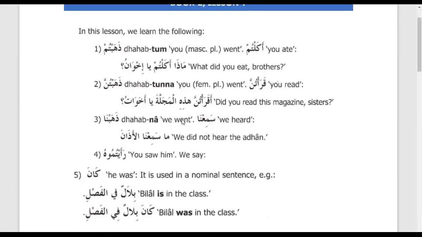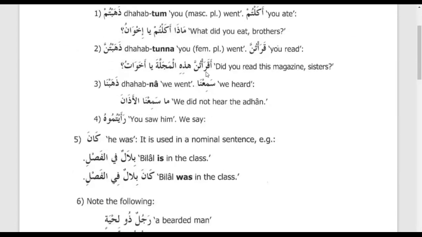أقرأتن هذه المجلة يا أخوات؟ Did you read this magazine, sisters? We know that this hamza is used to ask a question which is called a yes-no question, so the answer will be either yes or no. So what will be your answer? نعم قرأتها. Okay, and if the answer is no? لا، ما قرأتها. Here, ha in قرأتها refers to the majalla, the magazine.